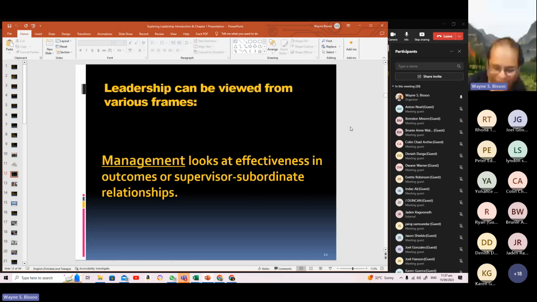All right, so another framework we could look at leadership through is the concept of management. Now, you all are doing management of protective services. Management focuses on the effectiveness of you as a leader getting the job done, meaning we are looking at the outcomes that you are able to get based upon the relationships between you as a supervisor and the subordinate staff that you work with. In management, we focus upon the outcomes.